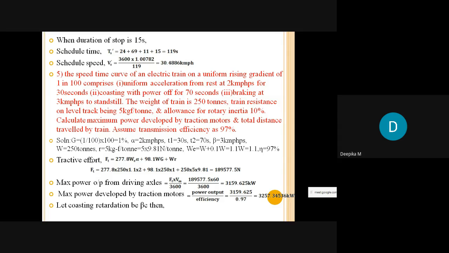So to calculate V2, we have to know the braking retardation, or the coasting retardation beta C. For that we know that Ft is equal to, instead of alpha we have to use minus beta C, because it is in decreasing manner, and in the coasting period we are not going to apply any power, hence the tractive effort will be zero, because the train will be running under its own momentum. Hence Ft will be zero now. So let us substitute Ft as 0, and all the data we know, and hence beta C is nothing but 0.4815 kilometer per hour per second.